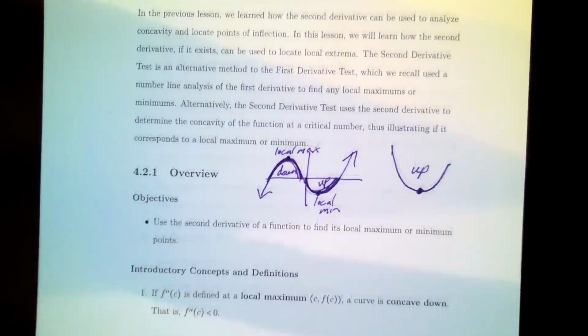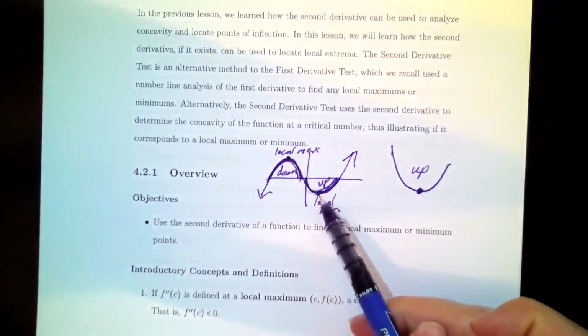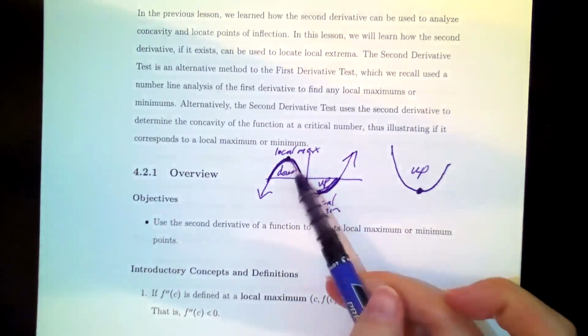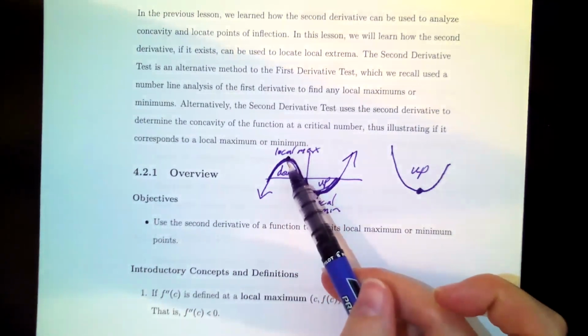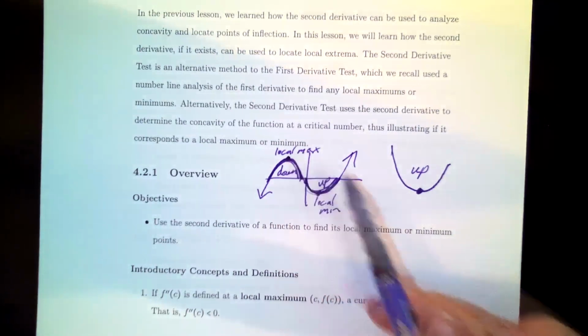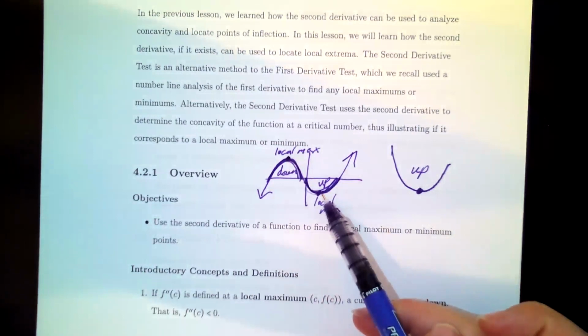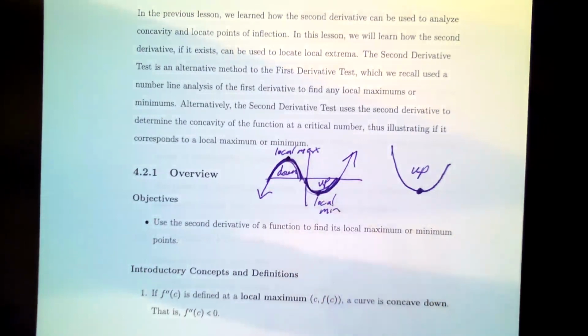So this is to say that on a graph, if I know where the local maxes and mins are already, you can reason to yourself, okay, it has to be concave down at a local max and concave up wherever there's a local min. You can also use that process in reverse.